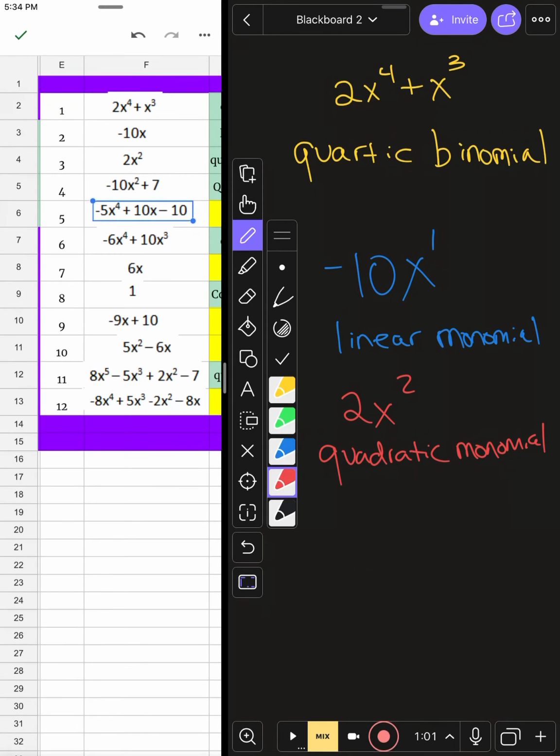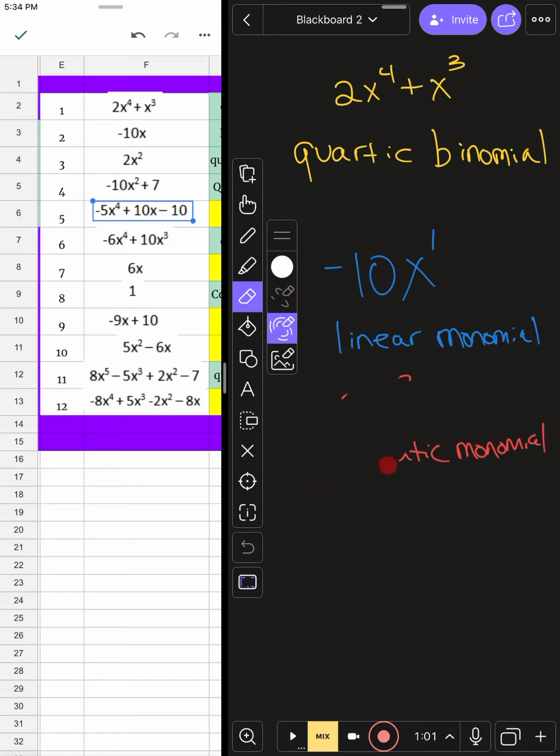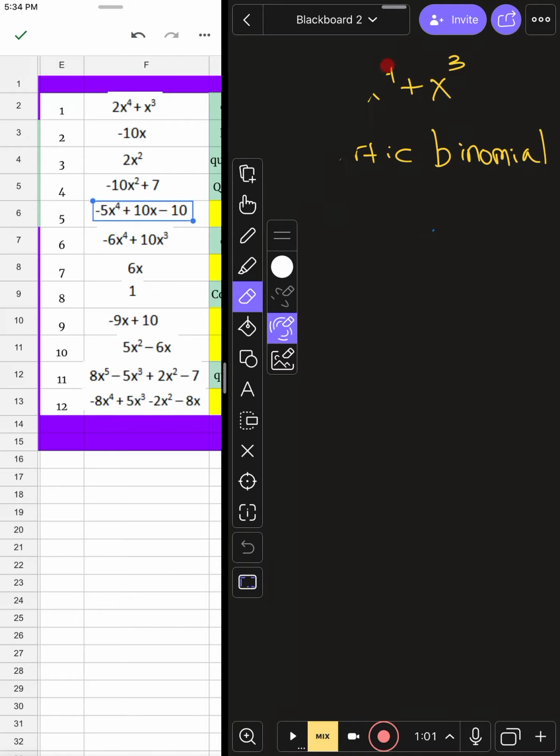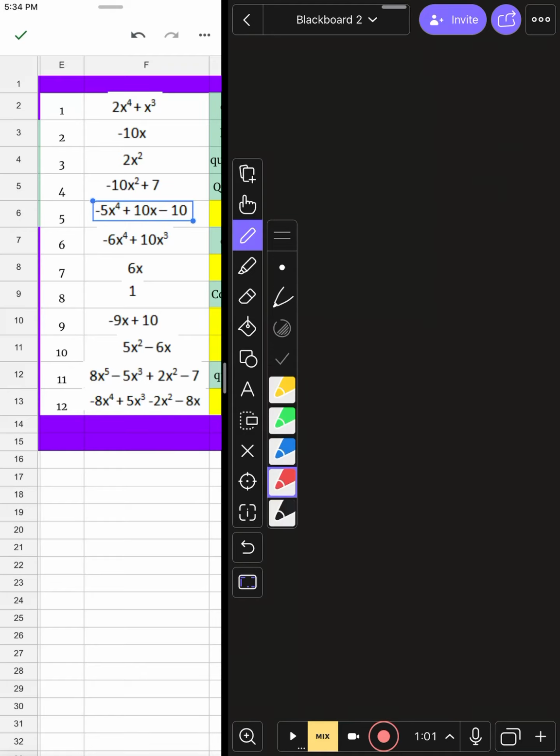And let's finally look at this one right here. This will be my last example. Now let's see if I can erase this. There we go. So I'm going to do that one that's highlighted on the left side of the screen after I erase this right here. That one is negative 5x to the fourth plus 10x minus 10. So I'm going to name this polynomial.